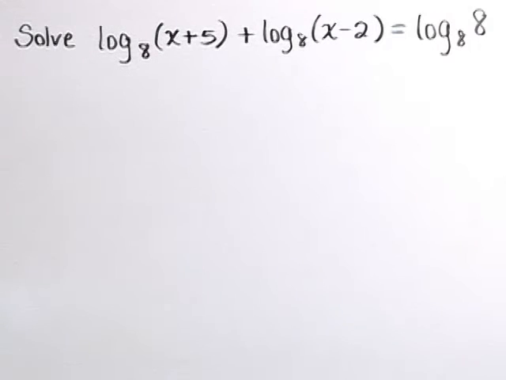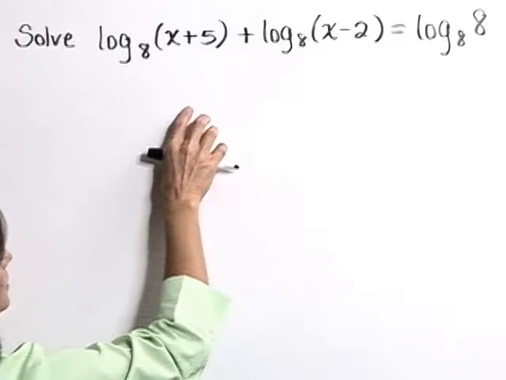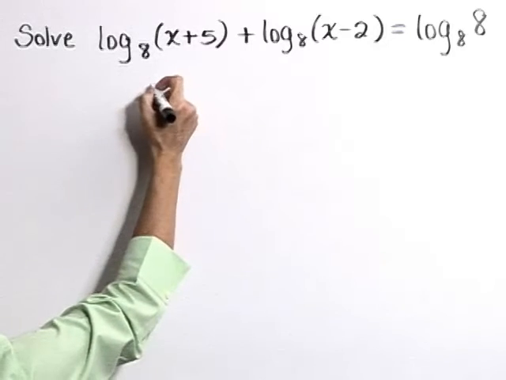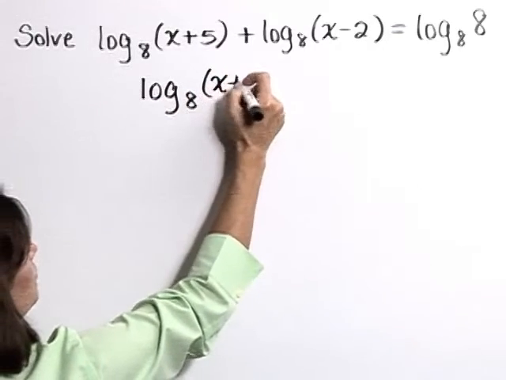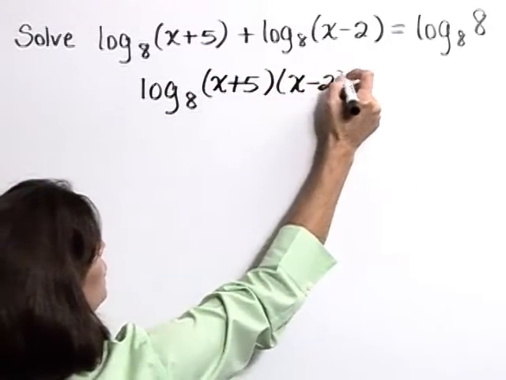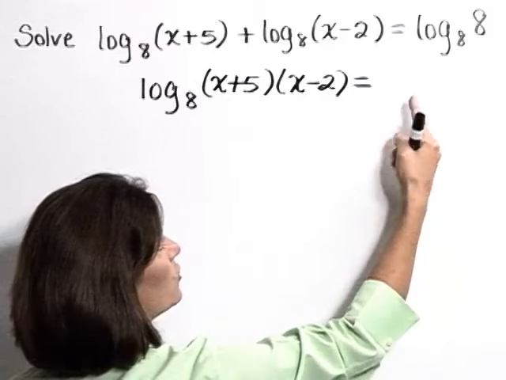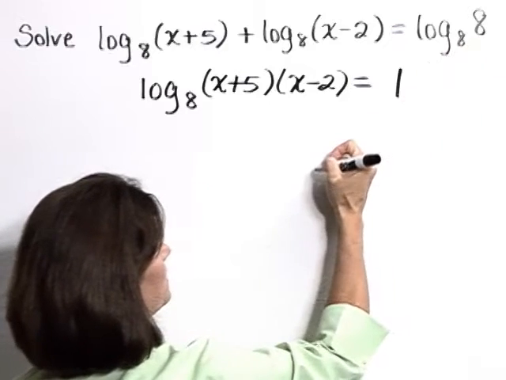Solve log base 8 of (x + 5) plus log base 8 of (x - 2) is equal to log base 8 of 8. Let's start by noticing that these are all log base 8 terms. On the left-hand side, we can use our product rule and write these as a single log statement as log base 8 of the product (x + 5)(x - 2), that's equal to log base 8 of 8, which is equivalent to 1 because 8 to the first power is equal to 8.